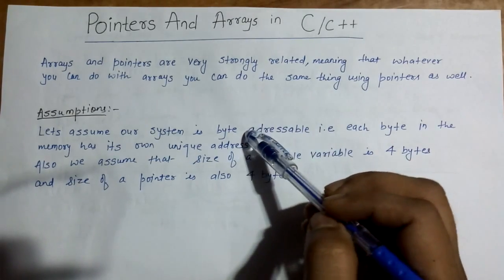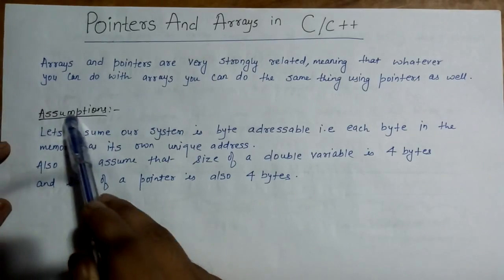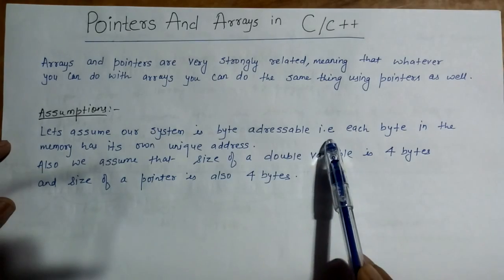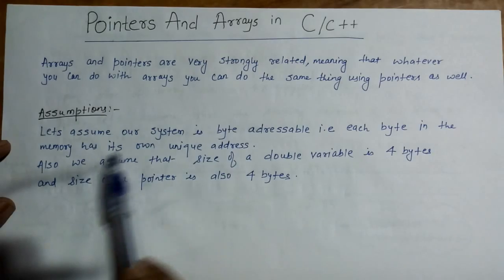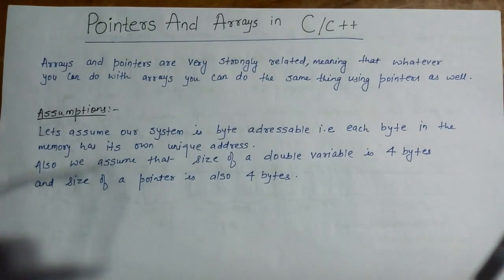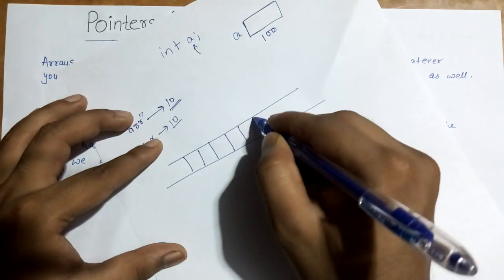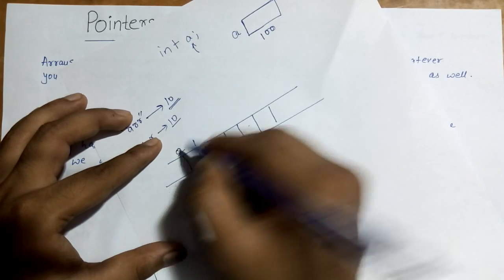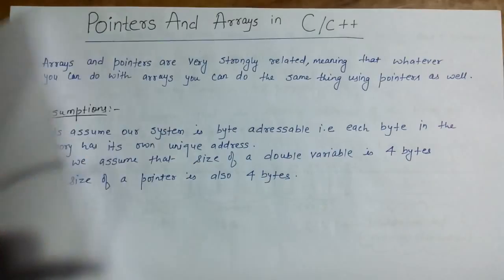While doing this lecture, we will have some examples, and for these examples, we have some assumptions. I am stating the assumptions here. We are assuming that our system is byte addressable. That means each byte in the memory has its own unique address. What it means is that our system memory is divided into bytes, and each byte has its own address. Byte number 0 has address 0, byte number 1 has address 1, byte number 2 has address 2, like that.